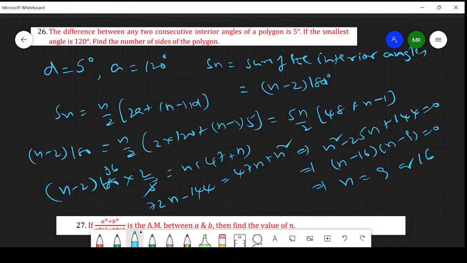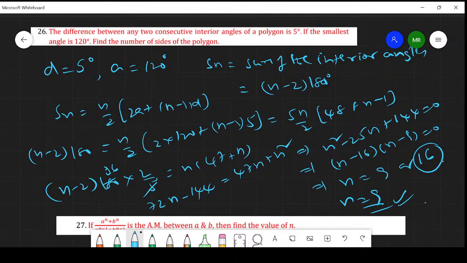But we don't want to consider 16. If you take 16 sides, the interior angle will come out more than 180 degrees. If there is 16, you can avoid it. Only our answer is n is equal to 9. Why? Because if you consider n equal to 16, it becomes more than 180. We don't want this. n is equal to 9 will be your final answer.